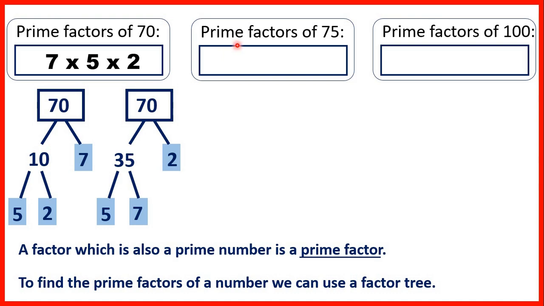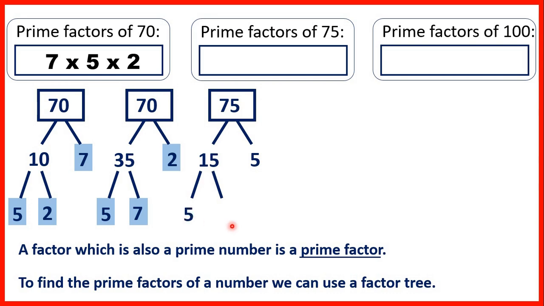So now let's try to find the prime factors of 75. We can write 75 at the top of our factor tree, and we need to think what times what is 75. Well, 15 times 5 is 75. 5 is a prime number, but 15 is a composite number, so we can break that down further.